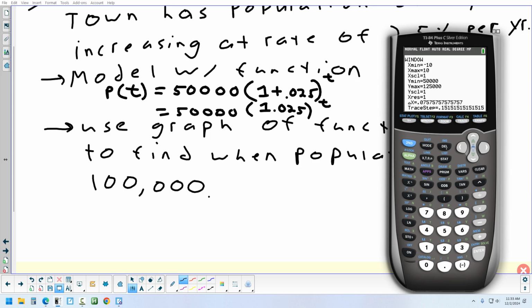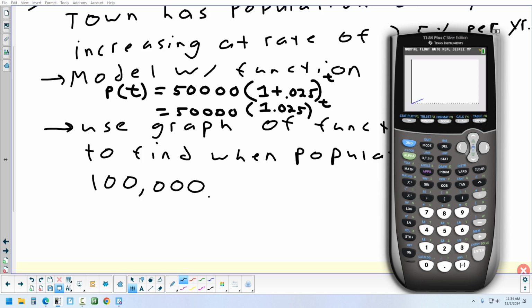T is time. What's the smallest amount of time that could go by in this problem? 0, yeah. We could decide to just check the population at the beginning of the experiment before any time goes by, and that's 50,000. The most amount of time that could go by, well, we don't have a limit on that. We can go as many years as we want. Our goal is to see when we hit 100,000. If we don't hit 100,000 within 35 years, I'm just going to make my graph go a little further. But let's try 35 years.